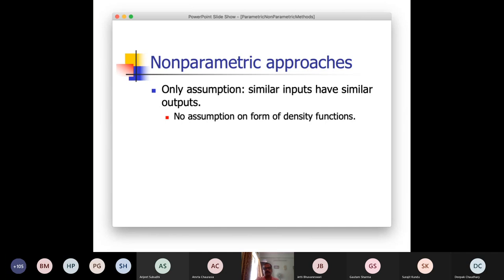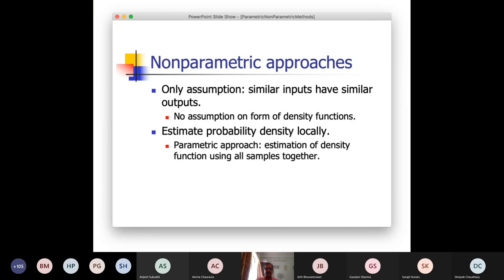One of the characteristics here is that there is no assumption on the form of density functions. We are not assuming that they are normal, etc. And that's why it is not a parametric method. And we are estimating the probability density locally. I mentioned that this means the representation of your density function is as if it is a piecewise definition of some local functions. It may be continuous, it may not be continuous. Whereas in the parametric approach, we estimate the density functions using all samples together.